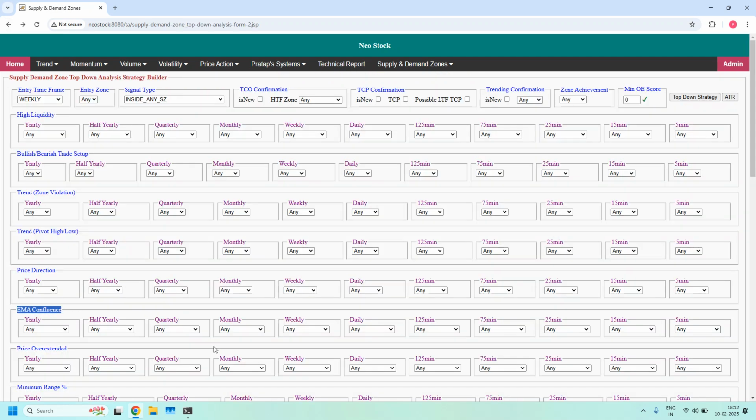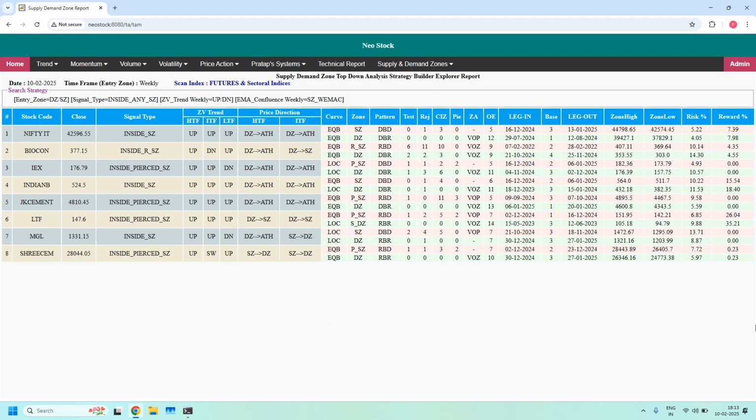So in the EMA confluence, at a weekly time frame, I am setting the filter weekly supply zone having weekly EMA confluence and trend on the weekly time frame either up or down. With these filters, we got 8 stocks from 19. These 8 weekly supply zones are having weekly EMA confluence. Some of the supply zones are pierced supply zones. You can use pierced zone strategies, land in lesson 28.